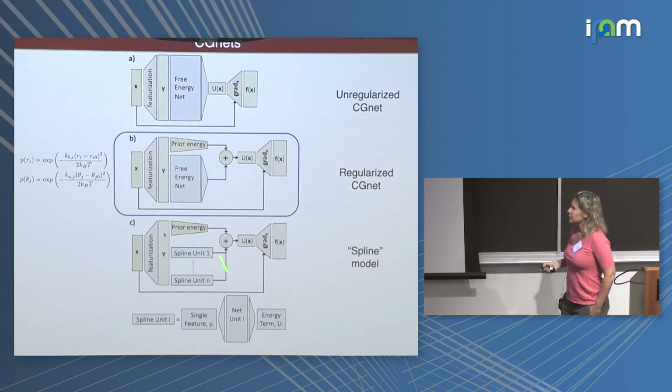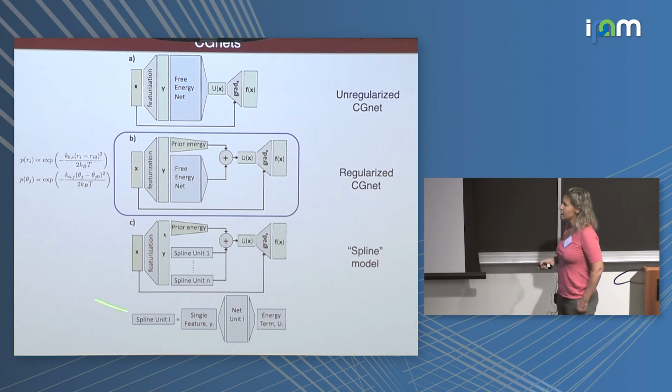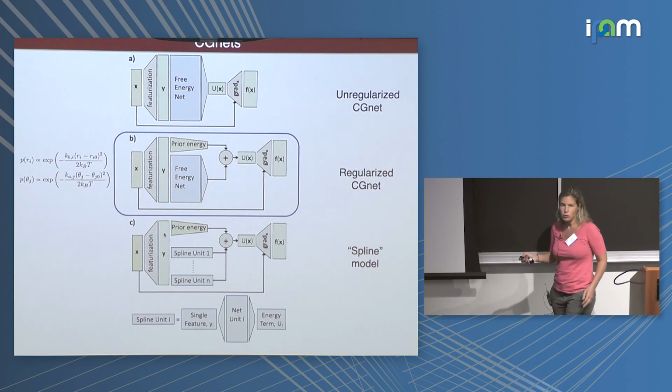And these are the different architectures. This is the CGnet that I showed you. And we compared with the unregularized one without the prior energy. And we compare with the state-of-the-art in coarse graining that is using only two-body interactions. And to model the two-body interactions, in the most general form, we defined a neural network, or we call it a spline unit, for each two-body interaction. So it's the most general two-body interaction potential.